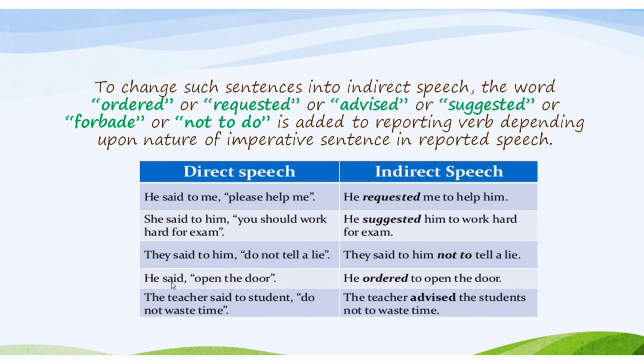Fourth example is he said open the door. Now this is showing us an order, that someone is giving an order to someone else that open the door. So first of all we have observed the nature of the sentence and then change it into indirect speech. When he said open the door is changed into indirect speech, it would become he ordered to open the door.